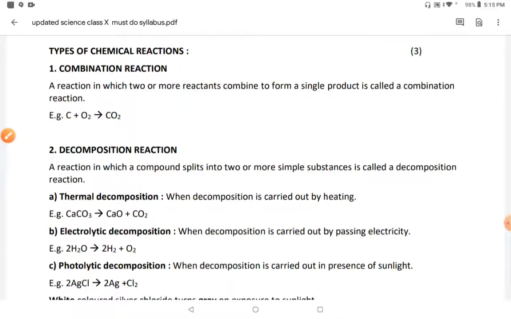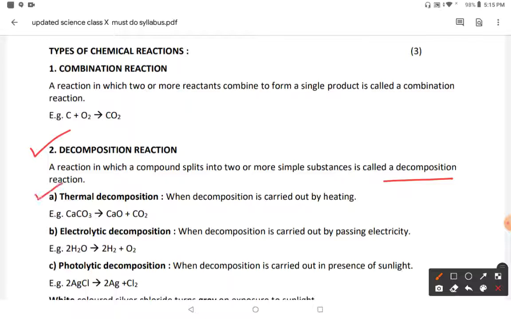The second reaction is decomposition reaction. As the name suggests, decompose means splitting of a reaction, in which any compound splits into two or more simpler compounds. This is called decomposition reaction. There are three types of decomposition reaction.